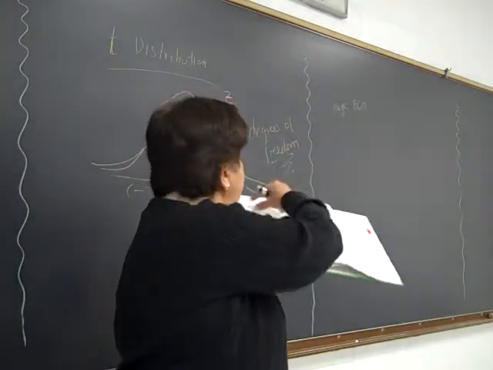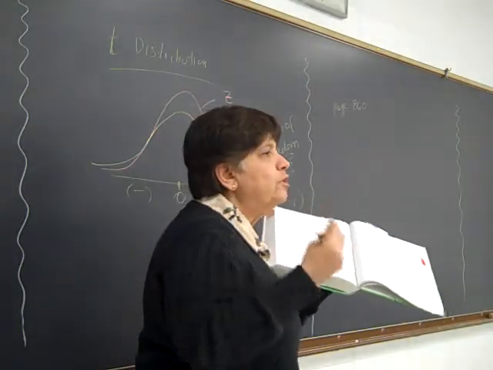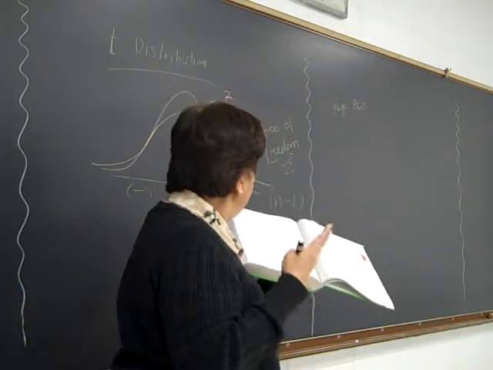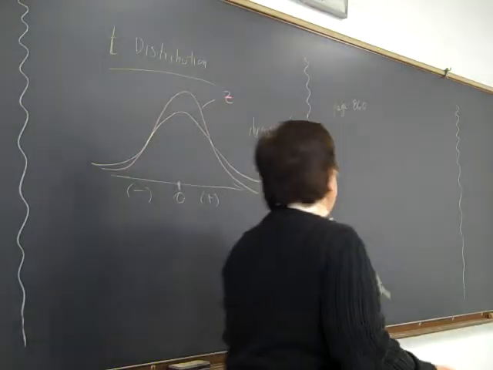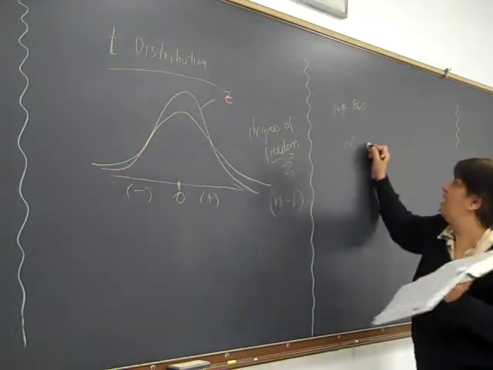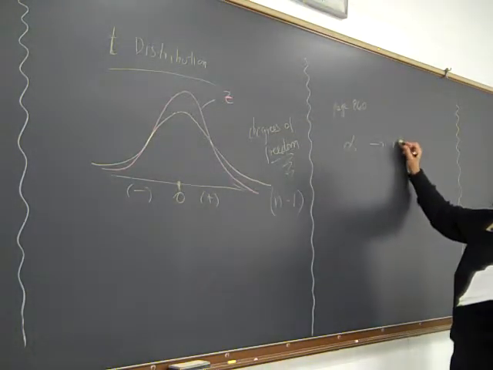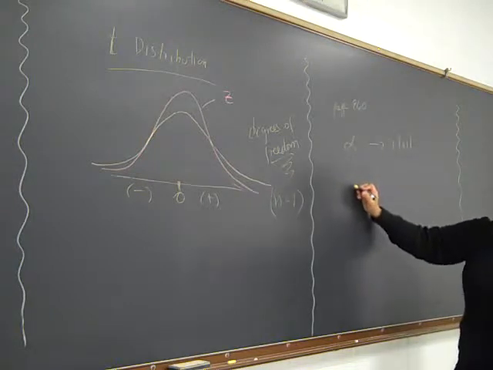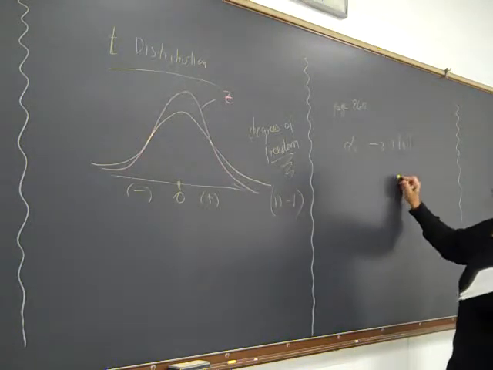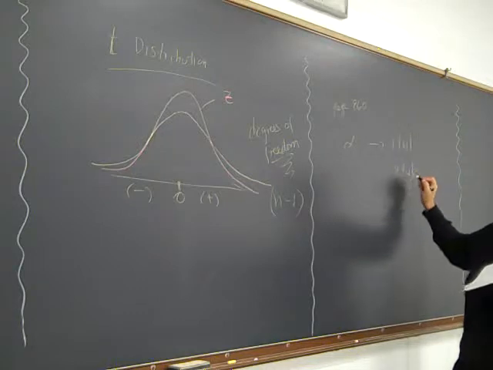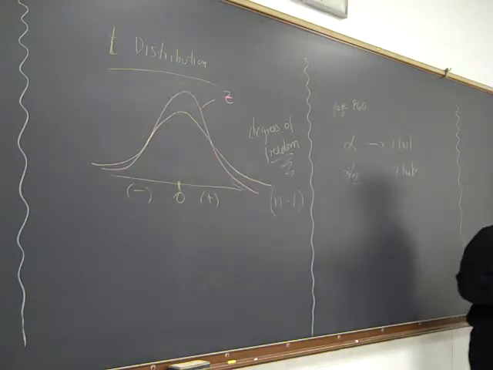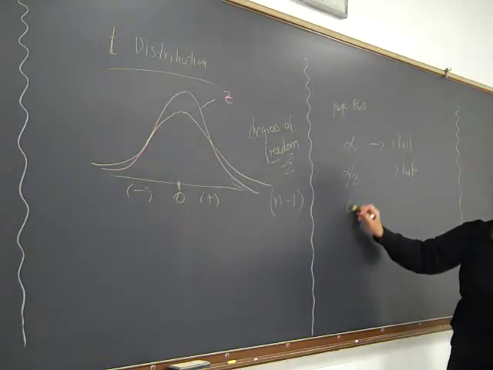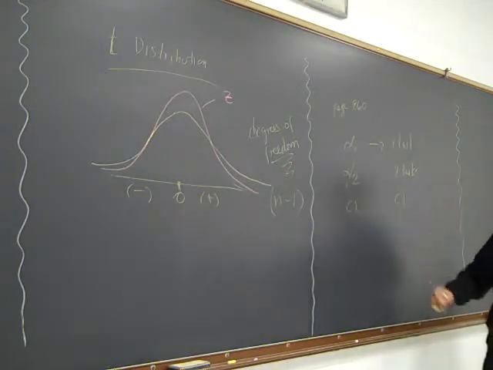Now, on the top of the table, you're going to find 3 rows. The first row is what is called one tail, and one tail is nothing but alpha. Two tails is nothing but alpha divided by 2. And confidence level is the confidence level, of course.